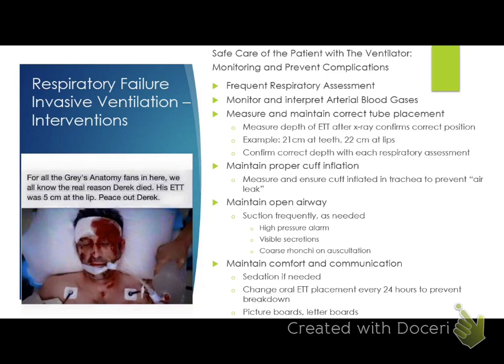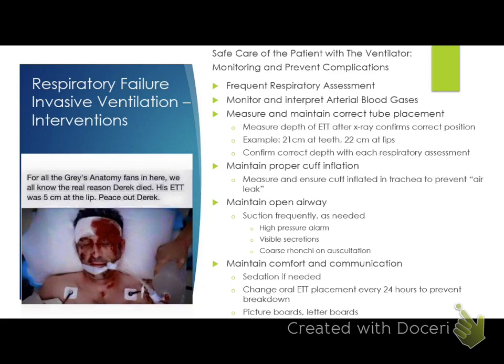And then this one says, we all know the real reason Derek died. His tube was 5 centimeters at the teeth, which means it wasn't in at all. So really, once we get the tube in, someone with a short airway will not be in as deep as someone who's got a long neck and a long airway.